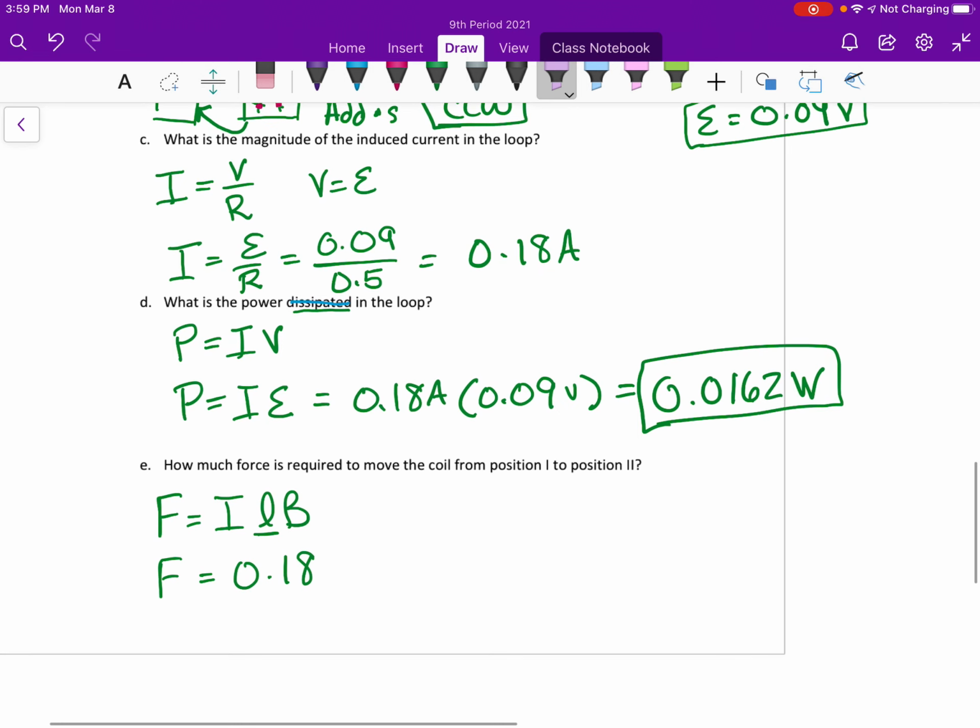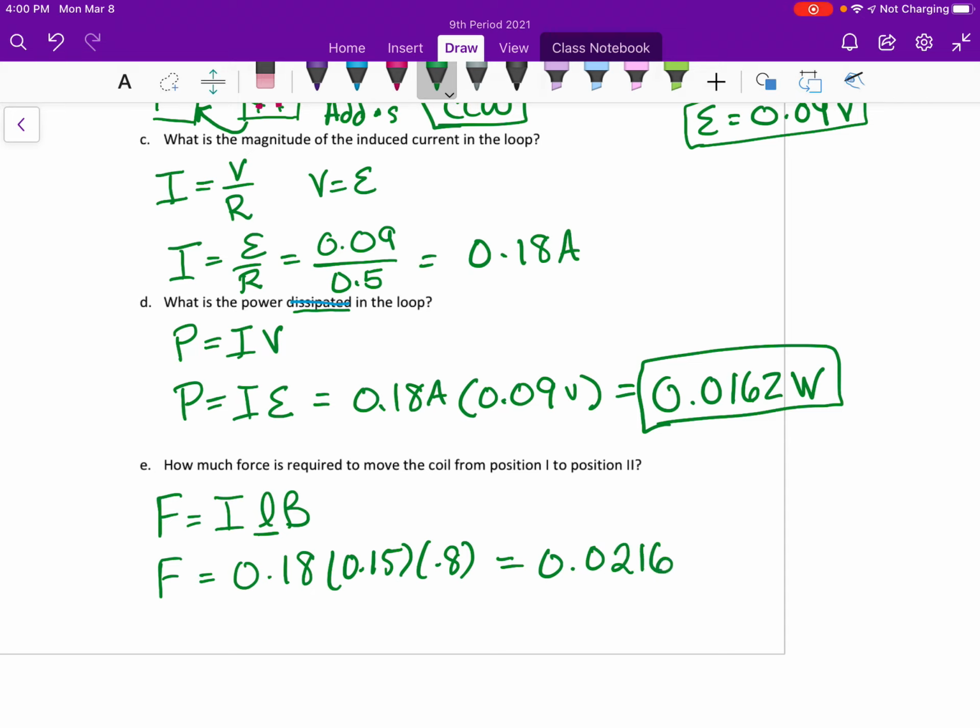So in this case, oops, a mistake there. Our length is 0.15, and then our magnetic field was 0.8 Teslas. Again, I put that whole thing in my calculator, and what we get out is 0.0216, and since it's force, the units are in newtons. So there you go, there's our last answer.